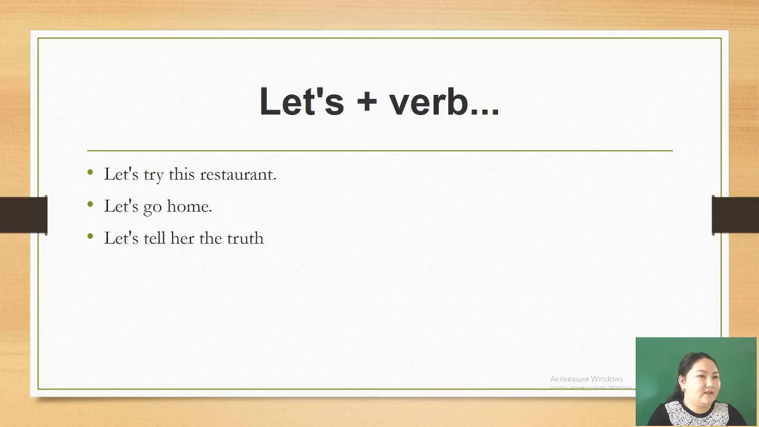Next, third phrase, let's plus verb. You can use this structure when you will be doing something with another person. Yeah, let's plus verb. For example, let's try this restaurant. Let's go home. Let's tell her the truth. Let's go with me. Yes, for example.